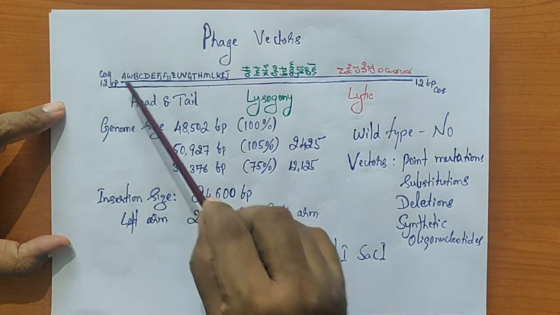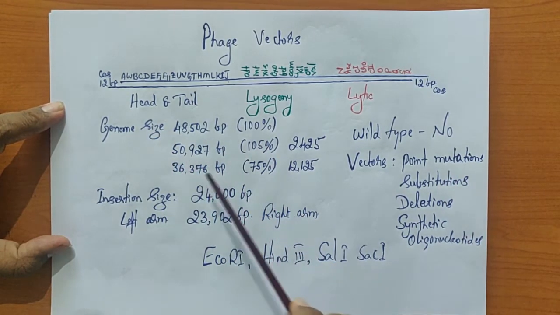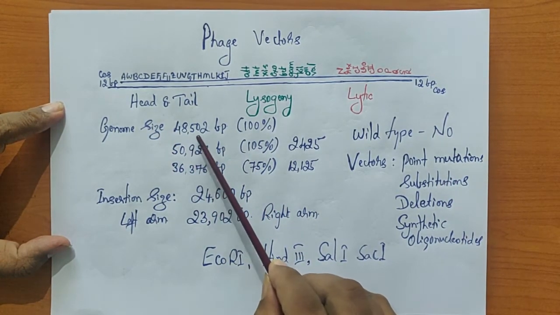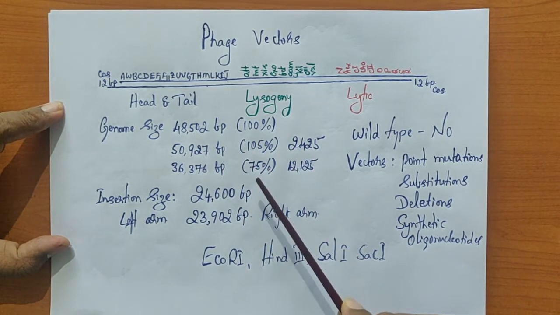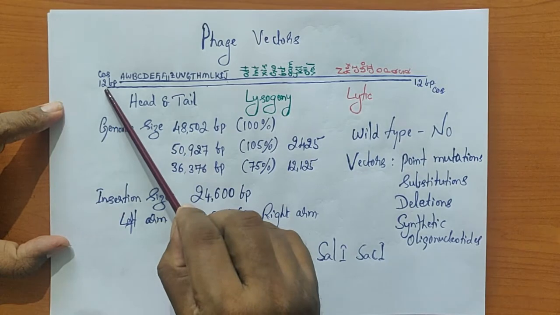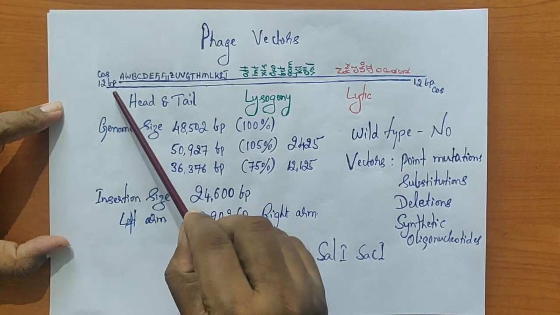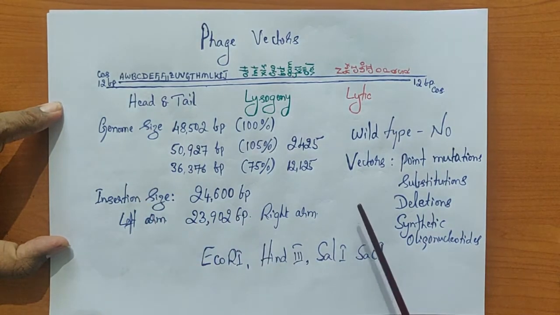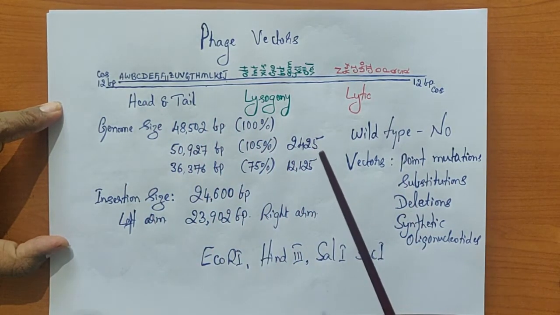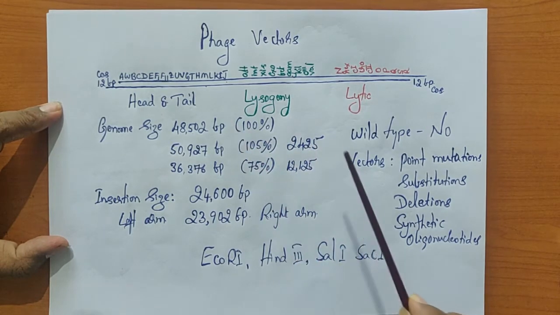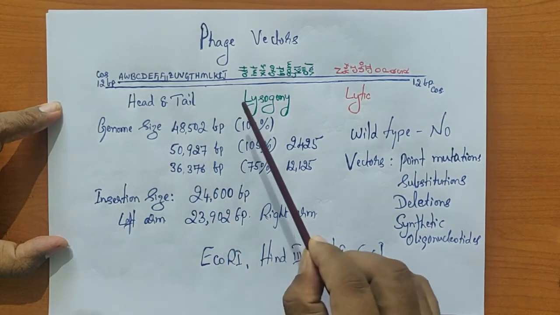Now this is the whole length of lambda DNA. It is made out of 48,502 base pair. We call this the 100% genome size. And at the end we have a cos site, which is a 12 base pair overhang. It consists of about 40 genes, and they are all arranged in the form of a functional cluster.